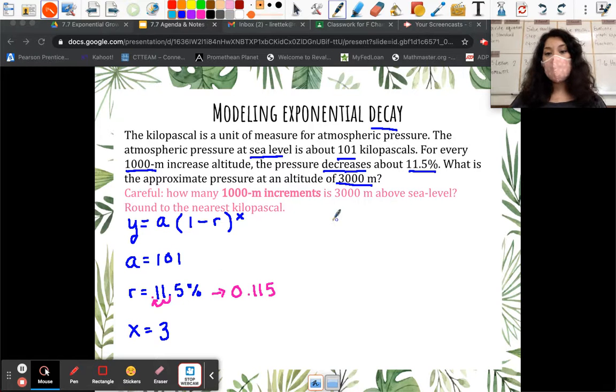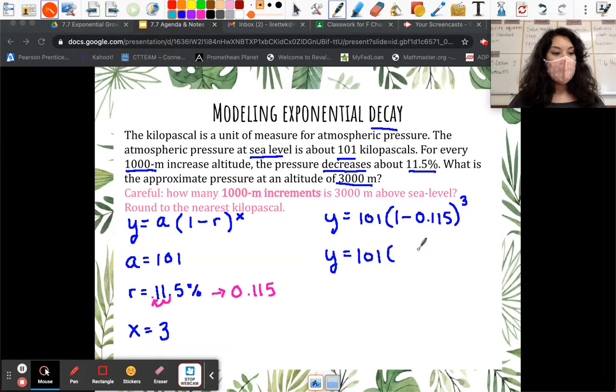Once you have all of the numbers, same as before, it's a plug and chug method. I'm just going to substitute everything in. Just be careful, it's not a plus sign, it's a minus. So we're subtracting that decimal of 0.115, and our exponent again is 3. Now I can just follow order of operations, which says subtract in my parentheses, and I'm going to use my calculator to make quick work of it. That gives me 0.885.